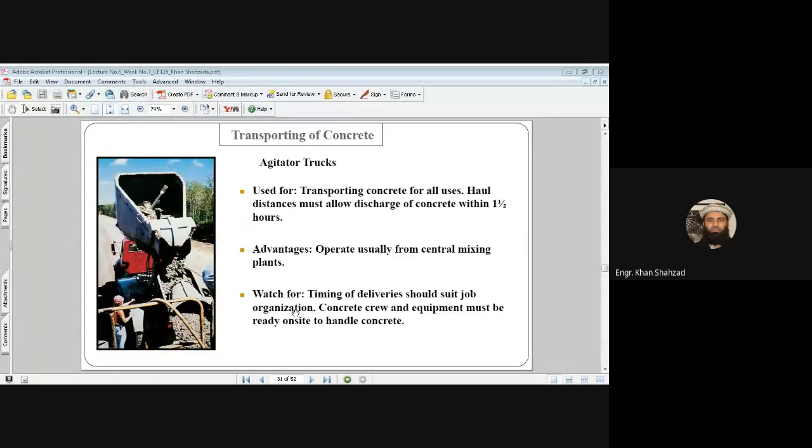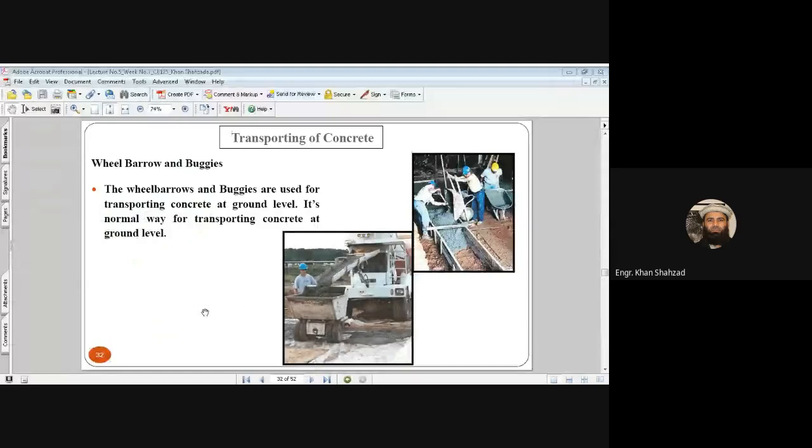The concrete crew, the people who are handling the concrete on the project site, and the equipment which are used for handling the concrete or placing the concrete or using the concrete on site must be ready on site so as to handle the concrete as soon as possible when it reaches the project site. Maybe you have seen these wheelbarrows and bogies, this hath gadi and these bogies. The wheelbarrows and bogies are used for transporting the concrete at ground level. It's the normal way for transporting the concrete at ground level. I hope everybody understands this.